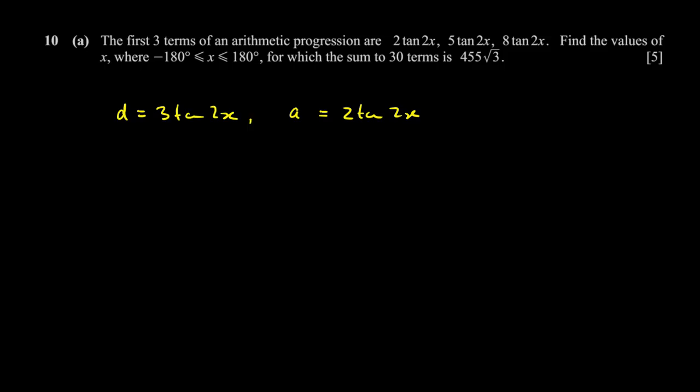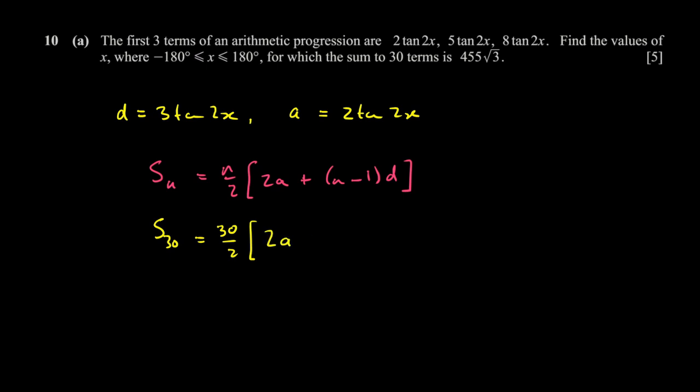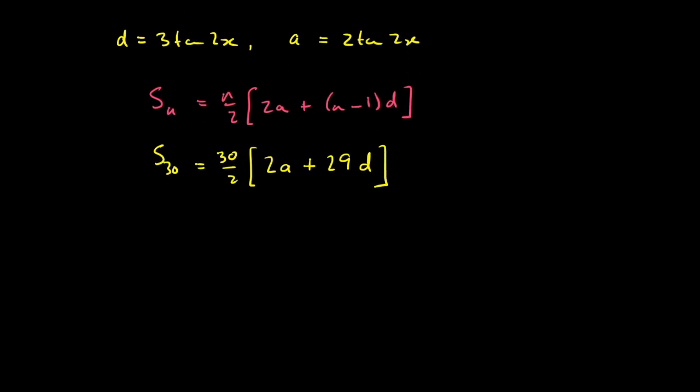So the sum of the first 30 terms, well, if we've got an arithmetic progression, the sum of the first n terms is given by n upon 2, bracket 2a plus (n minus 1)d. So in this case, if we're being asked to find the sum of the first 30 terms, that's going to be 30 upon 2, bracket 2a plus 29d. Okay, so we just substitute in our values for a and d.